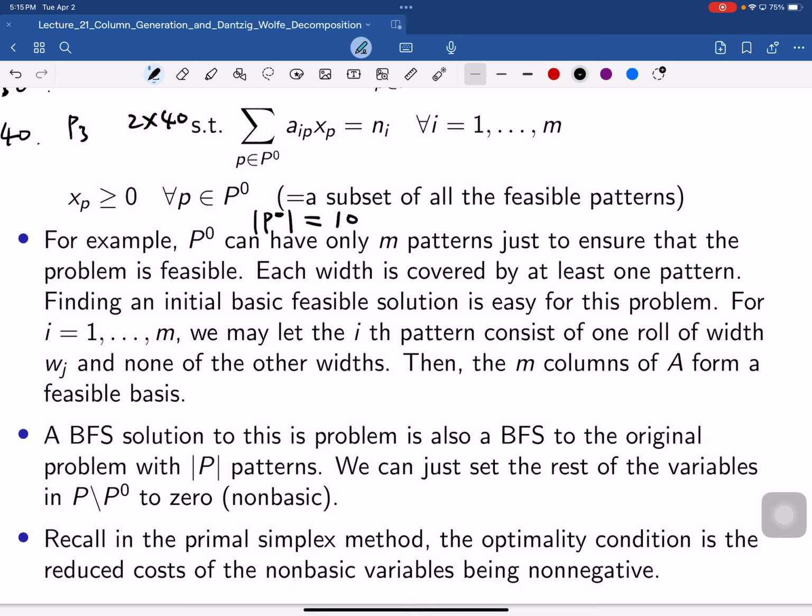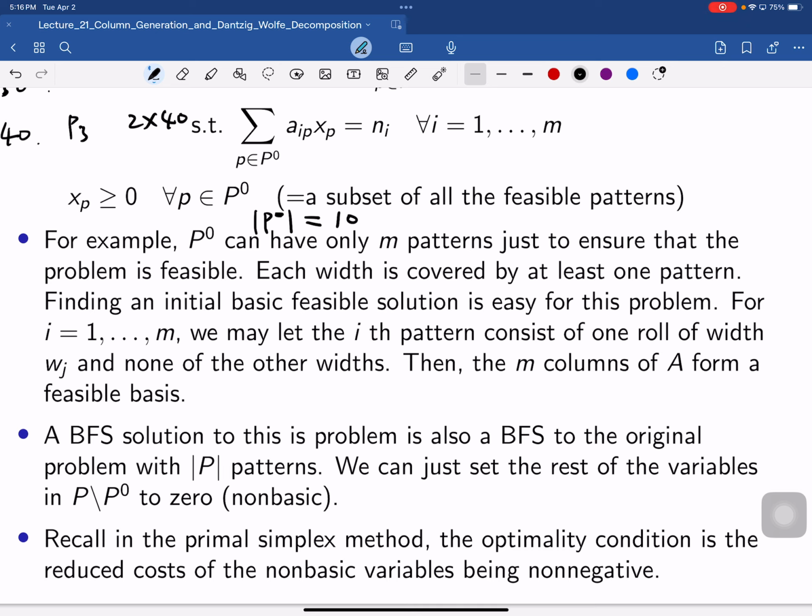Does anyone remember the optimality condition of, let's say, how do you check if a basic feasible solution is optimal or not? Suppose I give you the basis of that matrix. What is the quantity you are going to check? Yeah, exactly right. You are going to check the reduced cost, right? So in other words, now I gave you a subset of the feasible patterns, and then you can check the reduced cost of all the variables that we haven't added to this problem. If all of their reduced costs are non-negative, then we are done.